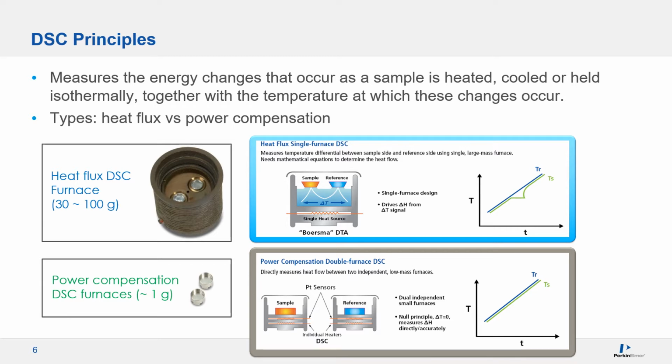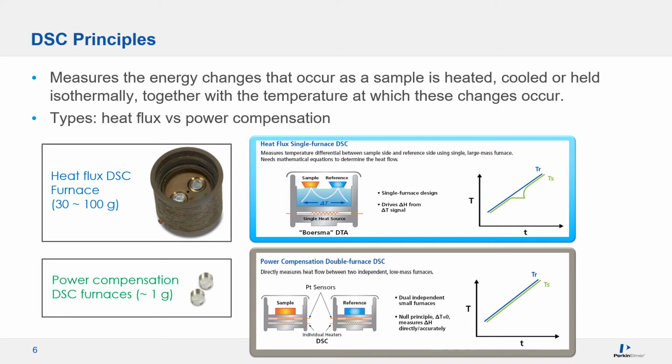The other type of DSC is power compensation double furnace DSC. Compared to the heat flux DSC, the furnace mass is much smaller, and each furnace has its own heater and platinum temperature sensor. These furnaces are both heated at a pre-programmed heating or cooling rate, and the power compensation is applied to either furnace as required to maintain this rate.